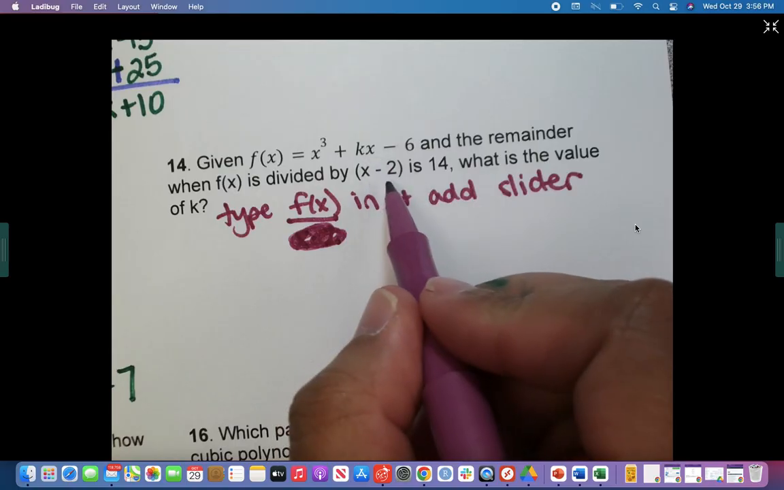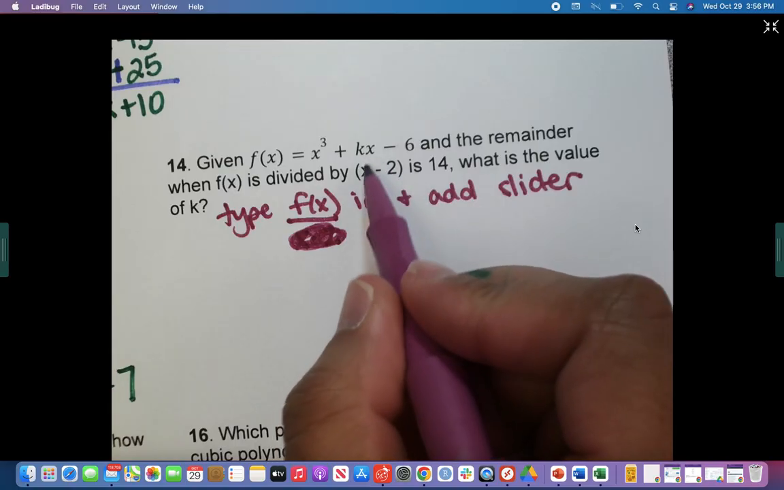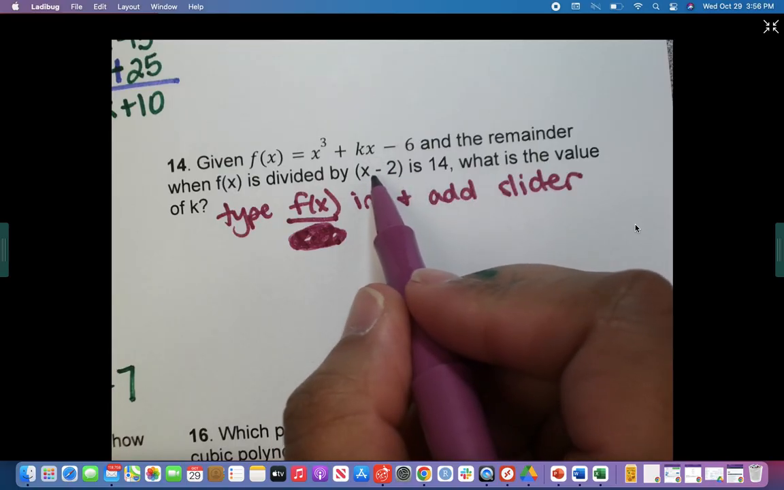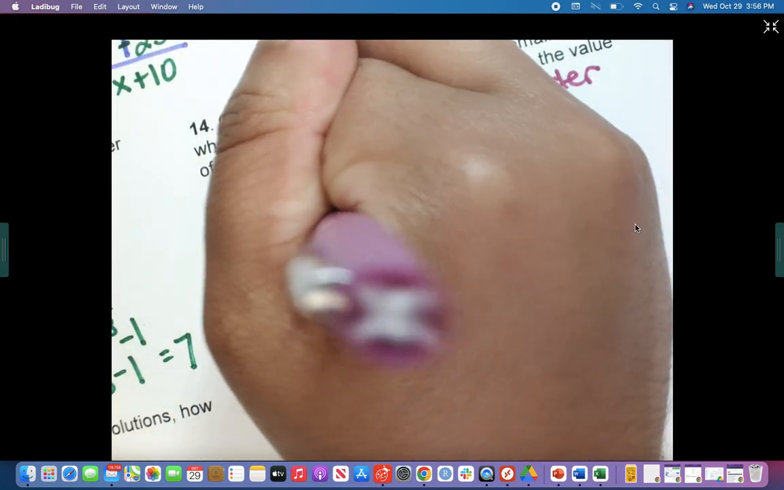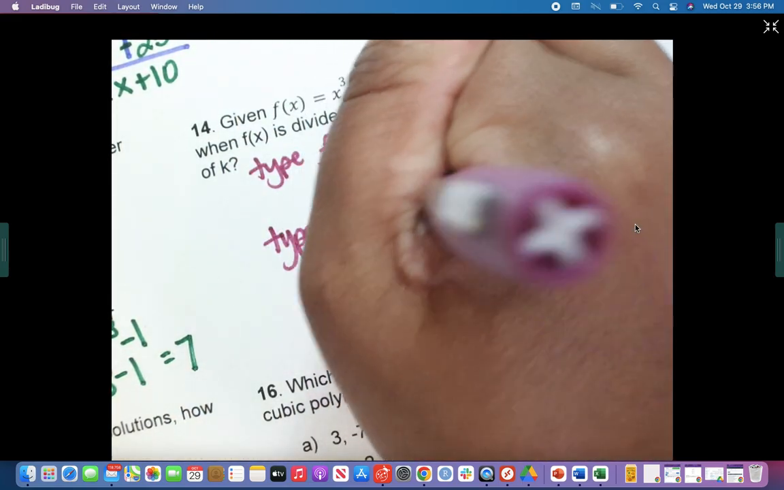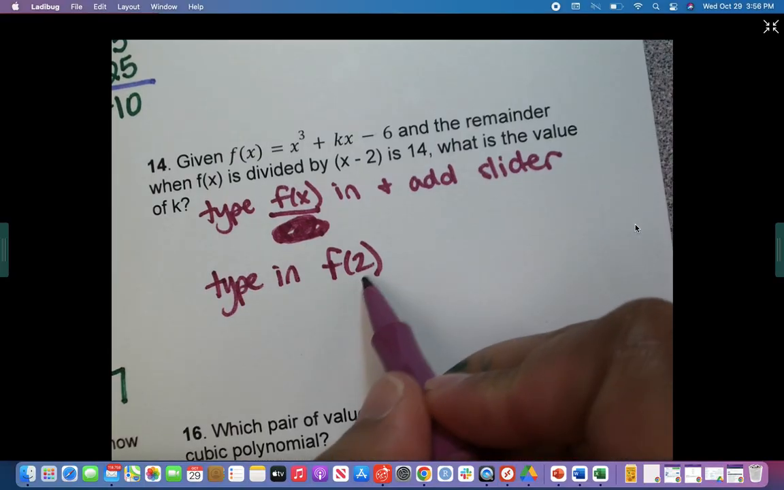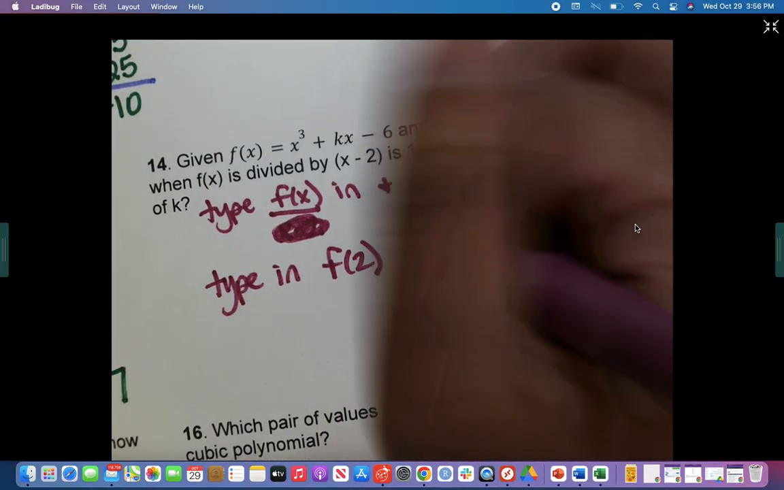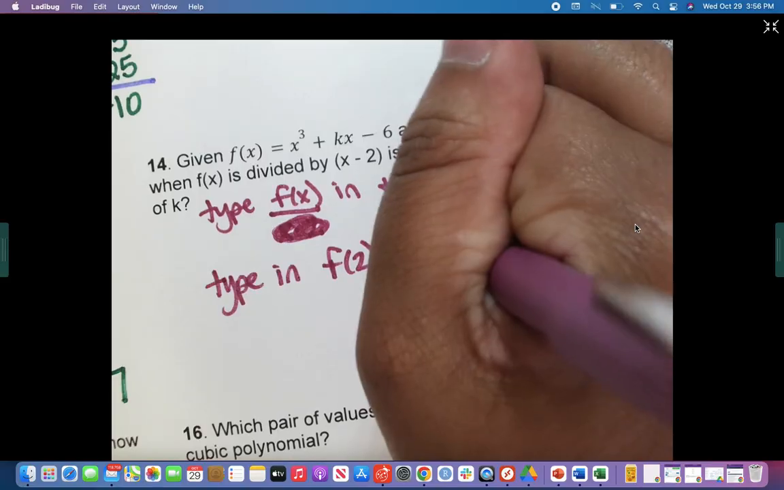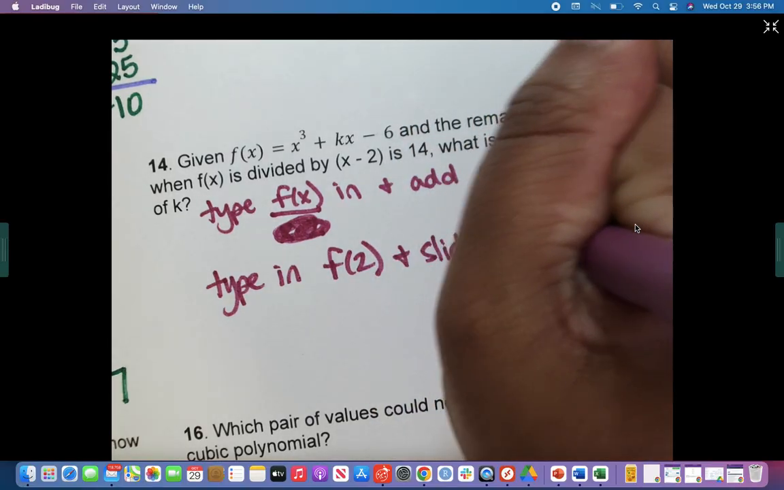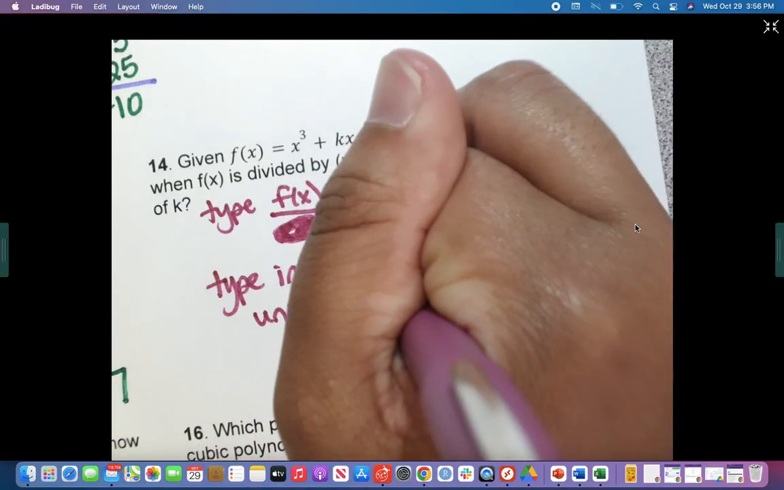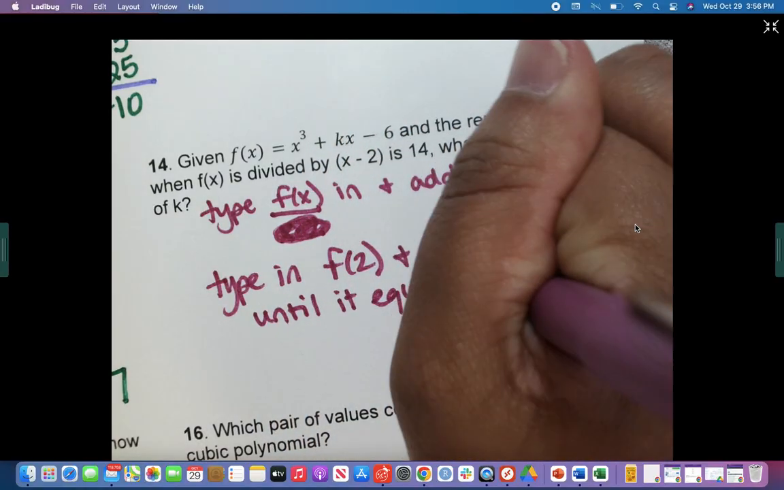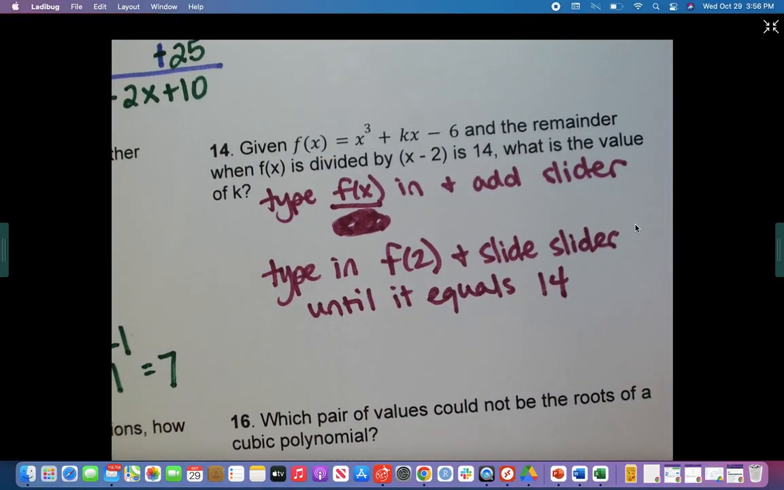So we're going to apply the remainder theorem. So x minus 2, so then we're going to plug in positive 2. So then we're going to type in f of 2, and we're going to slide the slider until it equals 14. All right, so that is the process, so that's what I'm about to do. So let me pull up Desmos.